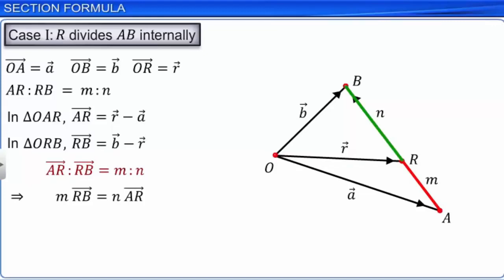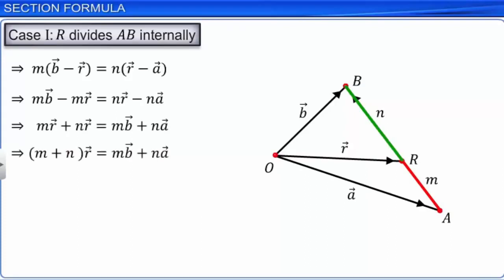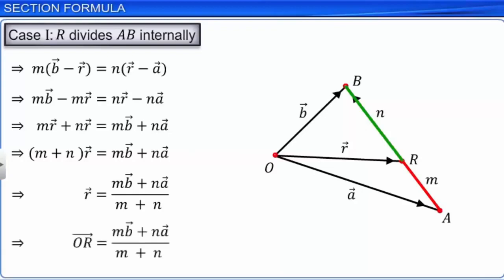Let us substitute the values of vectors RB and AR in the equation. On simplification, we get vector R is equal to m into vector B plus n into vector A divided by m plus n. This expression gives the position vector of point R that divides line segment AB internally in the ratio m:n.